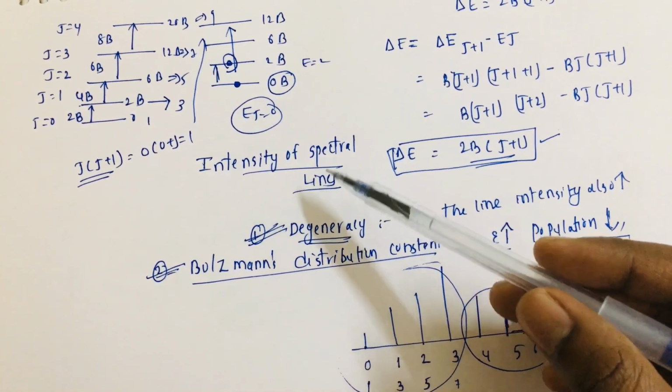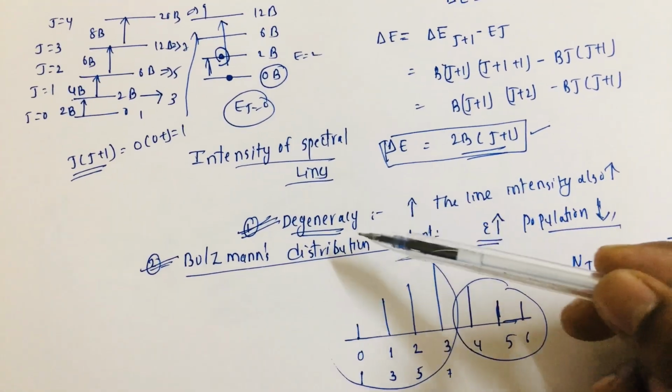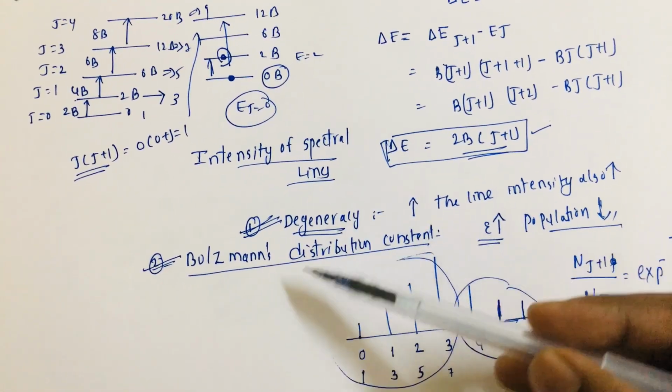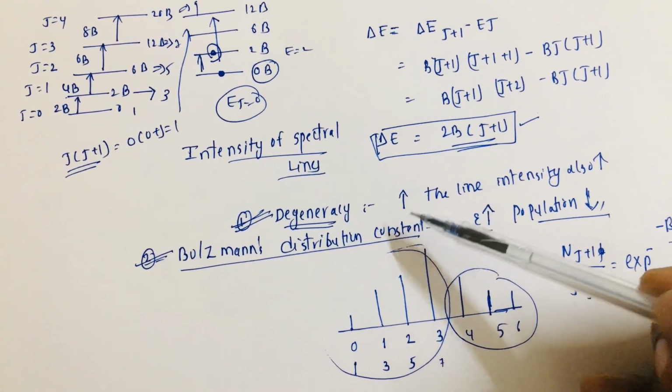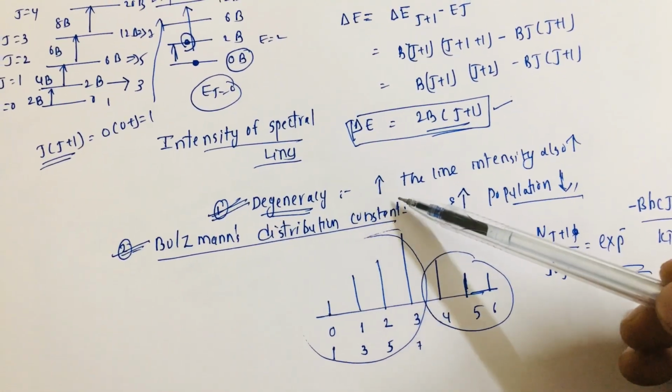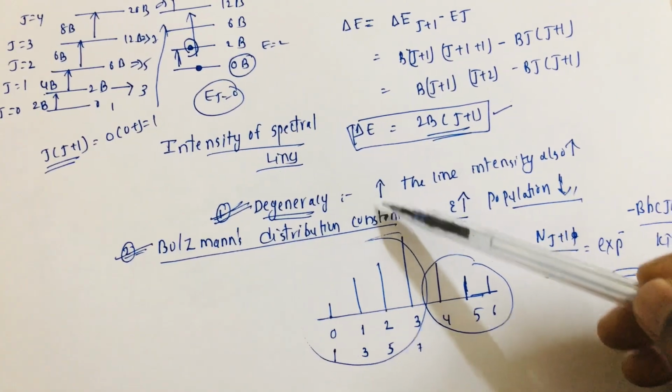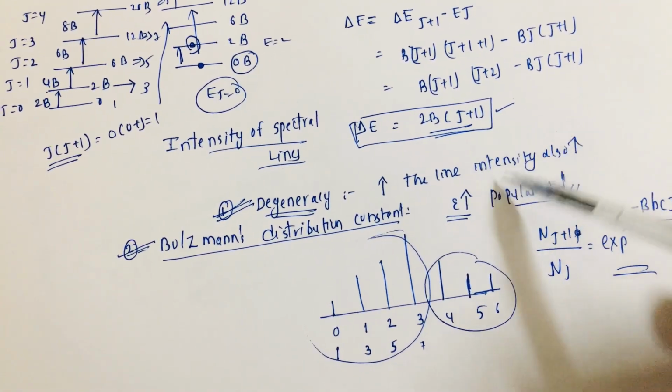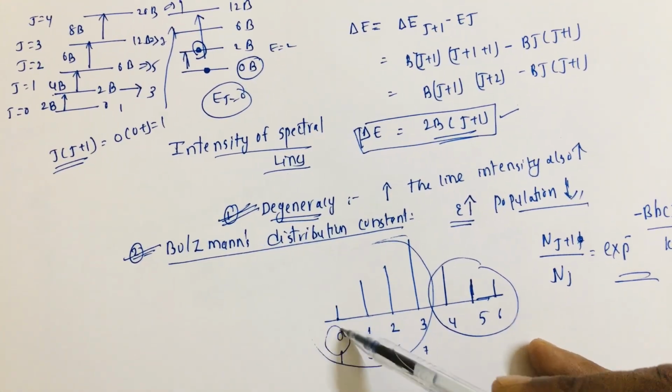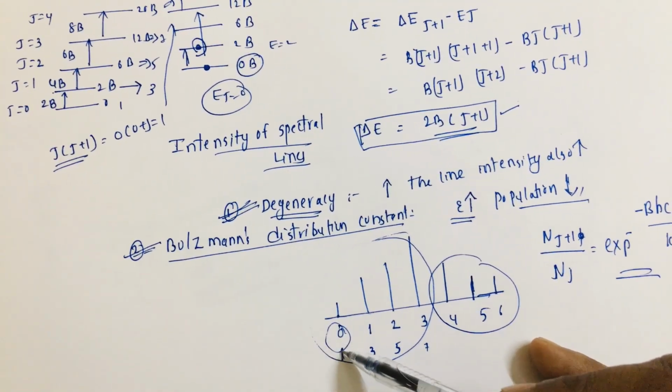Next we have intensity of spectral lines. Here we have two concepts. First one is degeneracy, second one is the Boltzmann distribution constant. According to degeneracy, as the degeneracy increases, the line intensity also increases. So we'll take the 0 energy level. Here degeneracy equals 1.